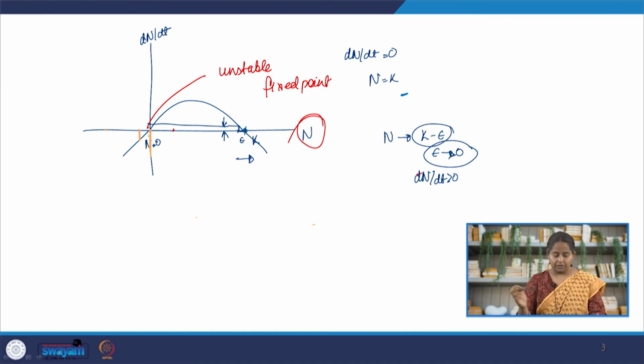Now let's create a perturbation towards the right side, which is I'm going to go from n equal to k to k plus epsilon.